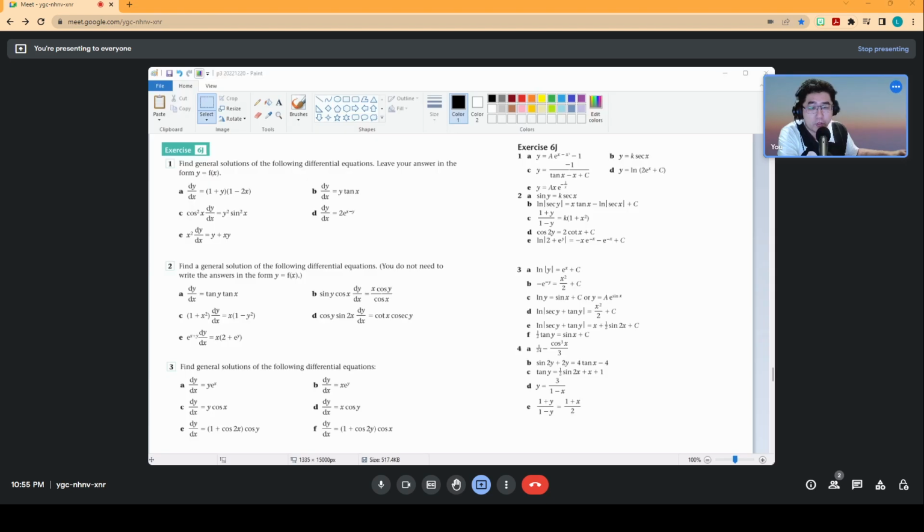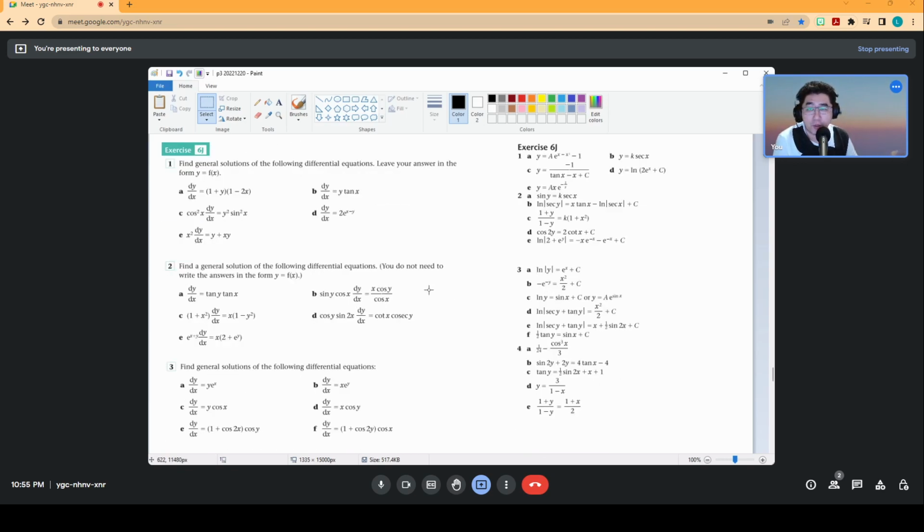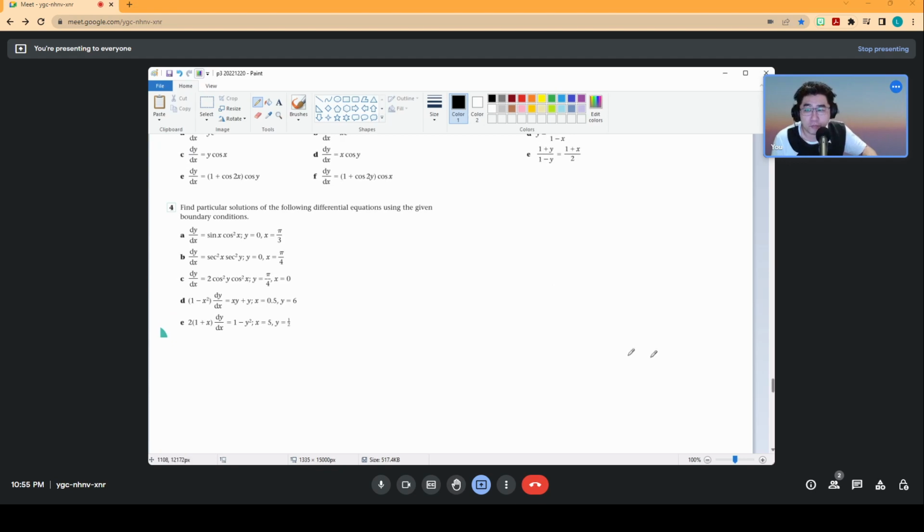So over here, we will see that there will be separating variable like this. It's better for me to demonstrate how to do these kinds of questions. Maybe I do question 1E. Okay, I'll look at question 1E.